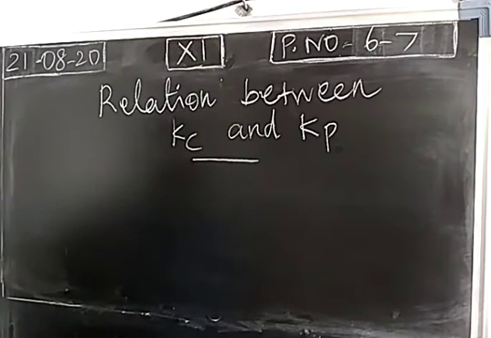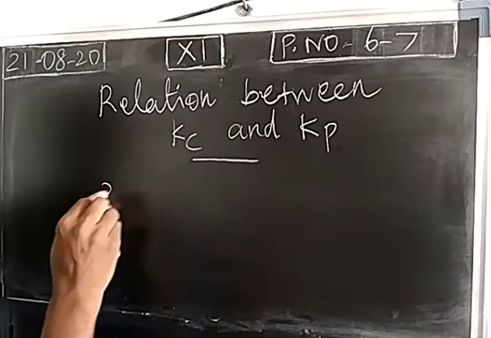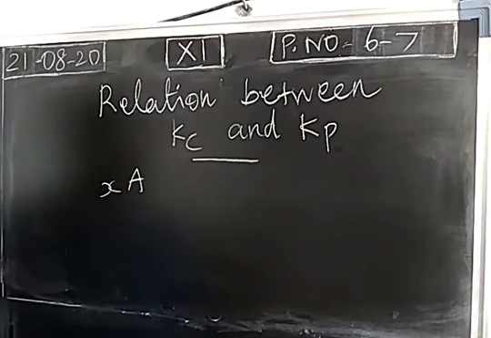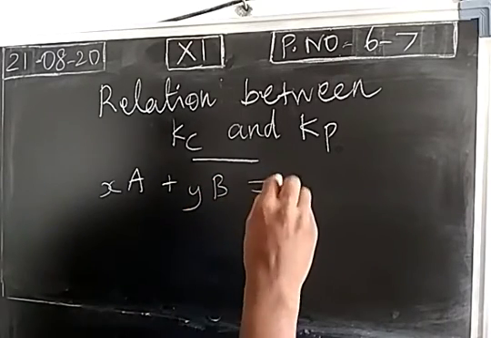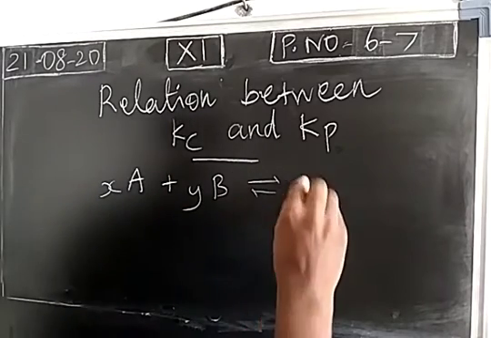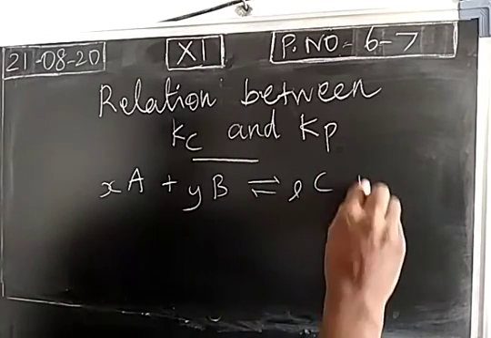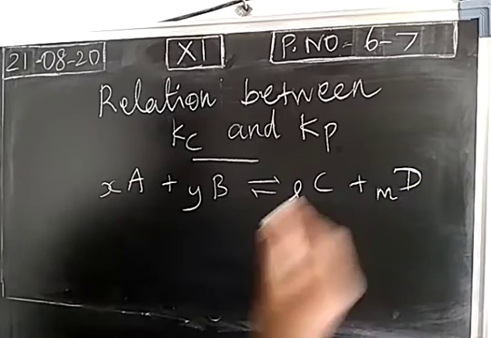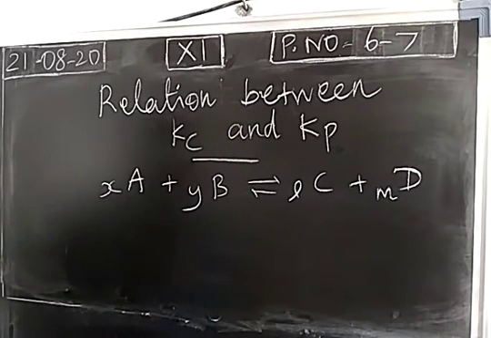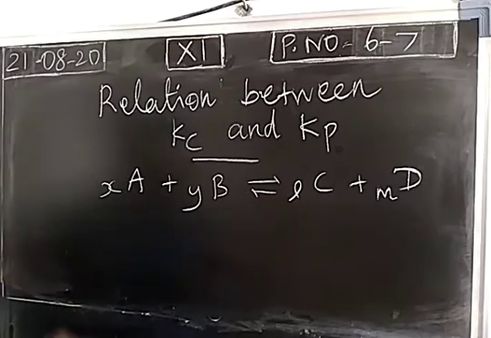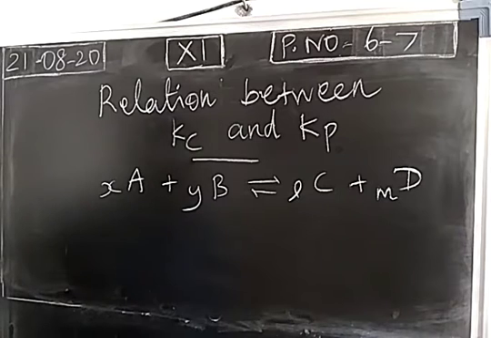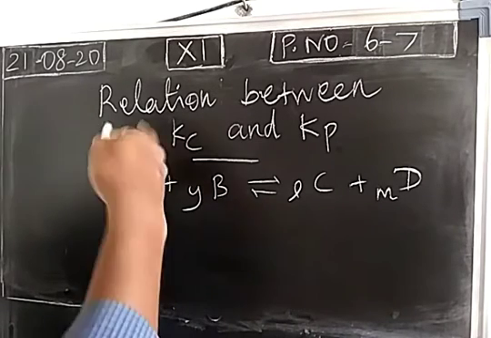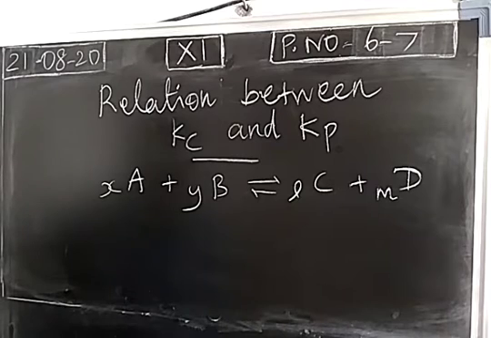Okay. So first we take the general reaction. X mole of reactant A combines with Y mole of reactant B. It provides L moles of product C and M moles of product D. So we consider the general reaction. A and B are the reactants, C and D are the products. These coefficients represent the number of moles. As usual we can derive equilibrium constant in terms of active mass as well as partial pressure.